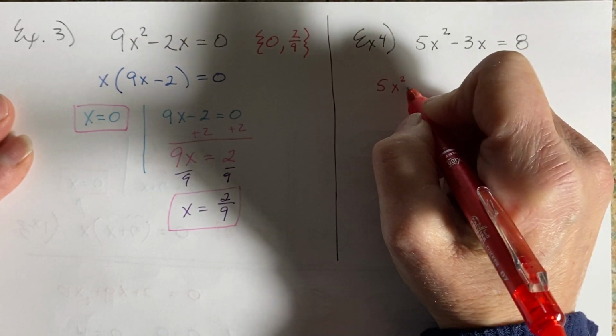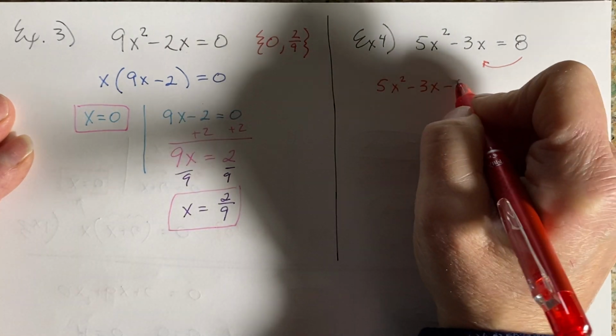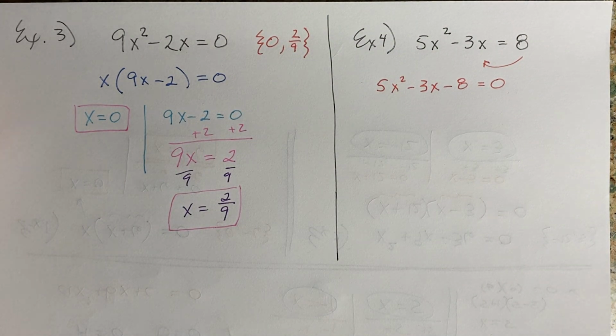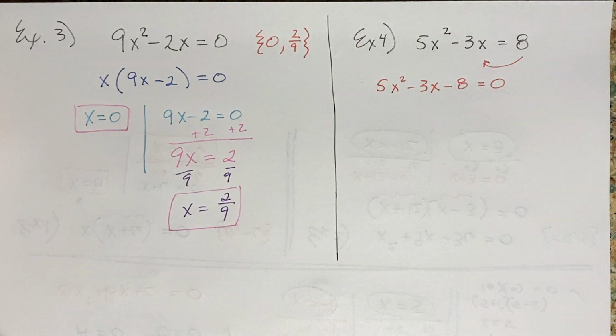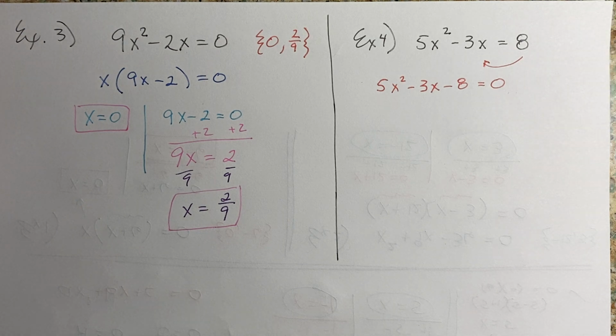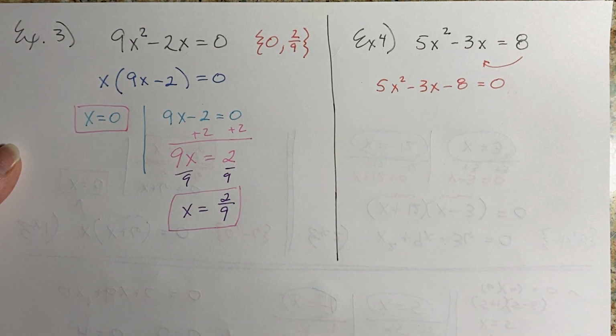5x squared minus 3x minus 8 equals 0. Getting a shadow. Let me adjust my light. See if that works better. A little bit. All right, so now we're going to factor.